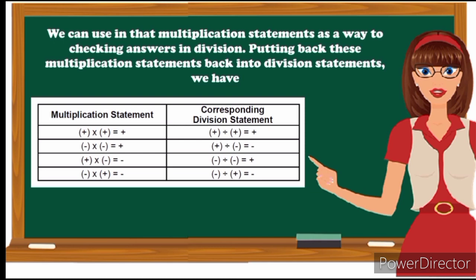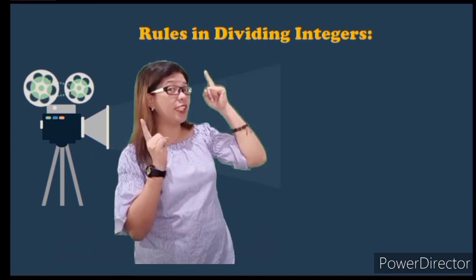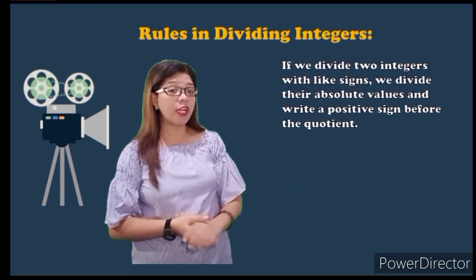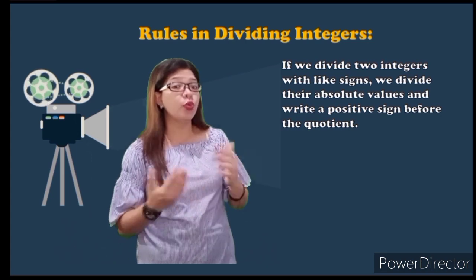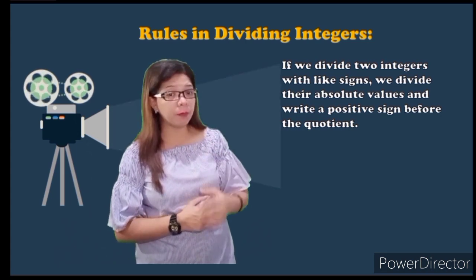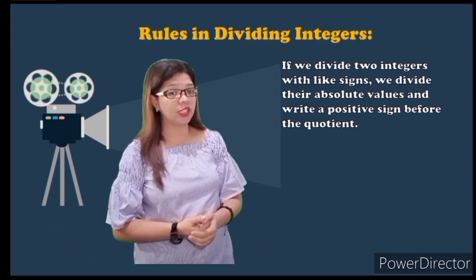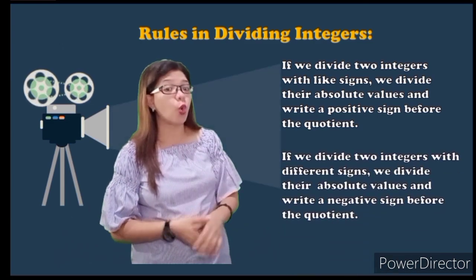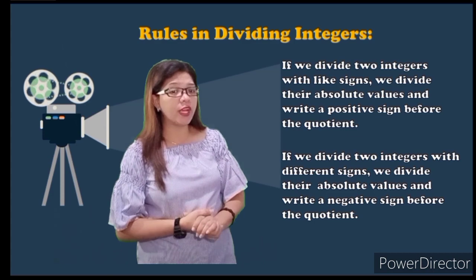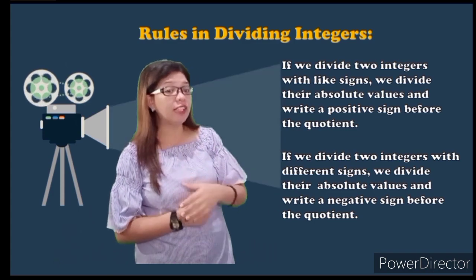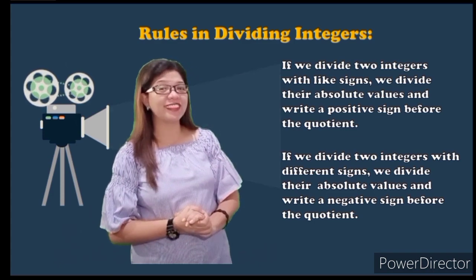It states that when we are multiplying or dividing the same sign, our answer is positive. And if we are multiplying or dividing unlike signs, our answer is negative. Rules in dividing integers. If we divide two integers with like signs, we divide their absolute values and write the positive sign before the quotient. If we divide two integers with different signs, we divide their absolute values and write the negative sign before the quotient.